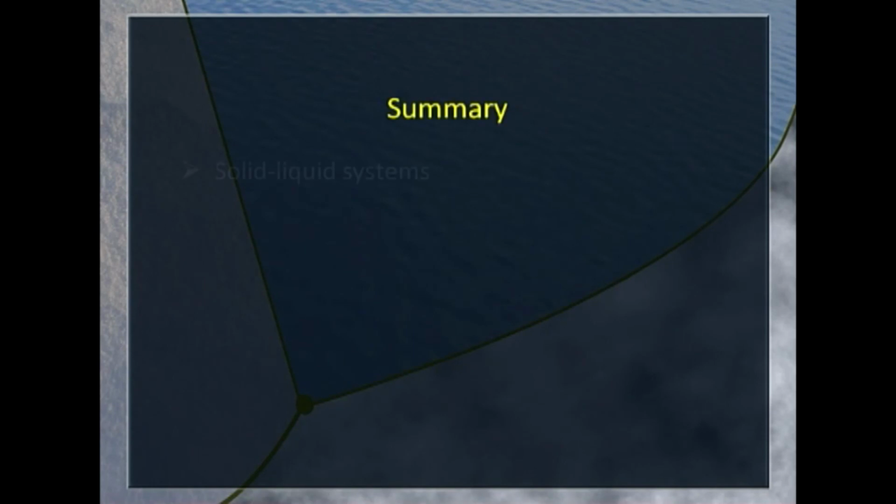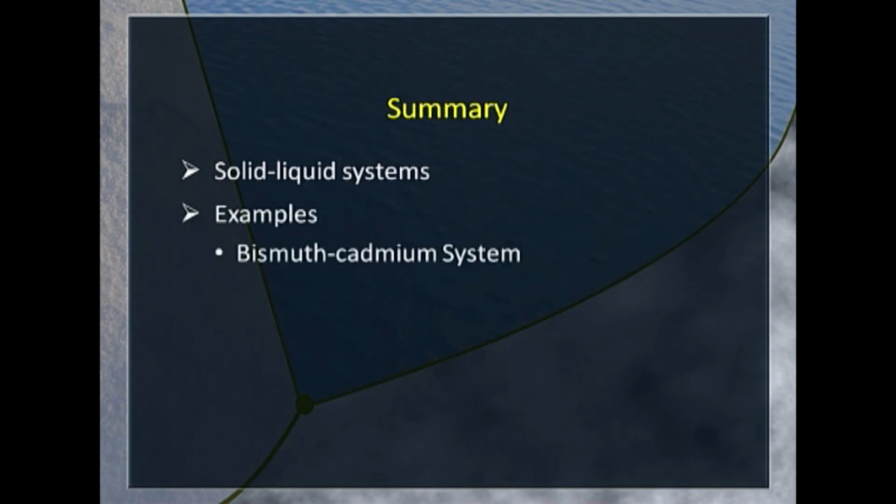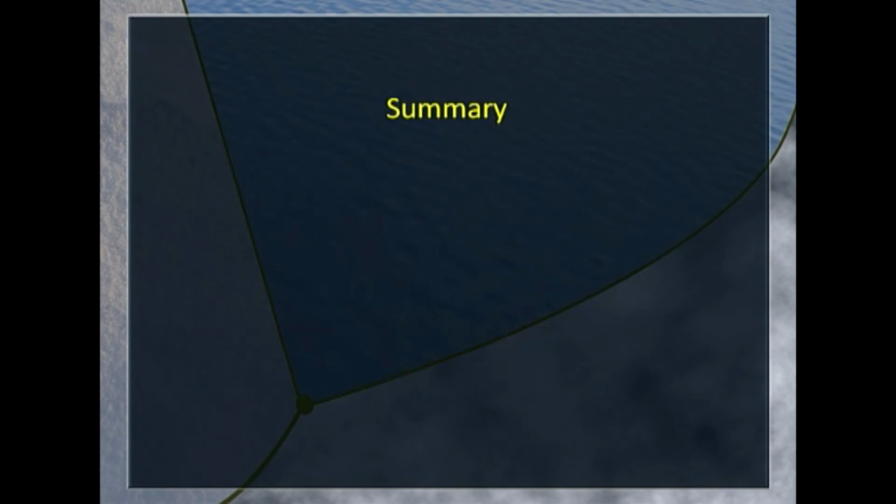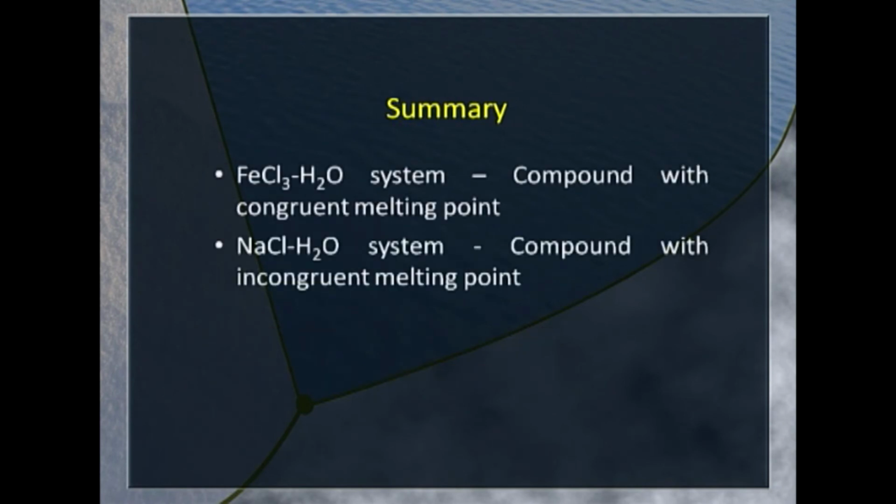Let me summarize. We started with solid liquid systems in the earlier lectures and we continued with some examples that we have taken up today: bismuth cadmium system, lead silver system, and we took up salt water systems where the salt hydrates are formed. Three systems were discussed: potassium iodide water, ferric chloride water, sodium chloride water systems. Each one is different: simple eutectic, compound formation with congruent melting point, and then compound with incongruent melting point. And we ended the lecture with some freezing mixtures to produce low temperatures that we use at home and in the lab.